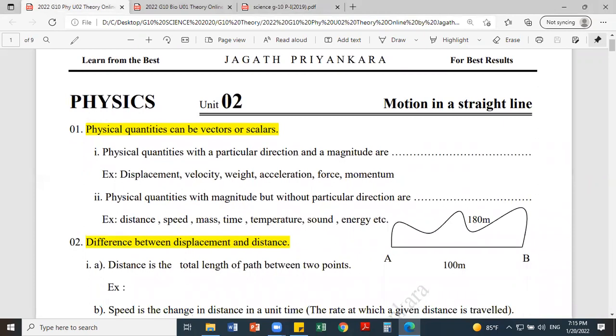Physical quantities with a particular direction as well as magnitude. Direction and magnitude. What are they called? They are called vectors.